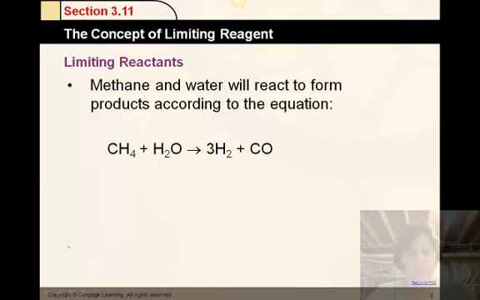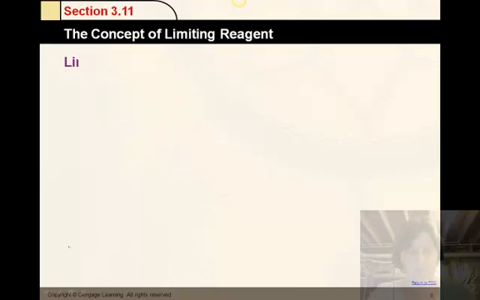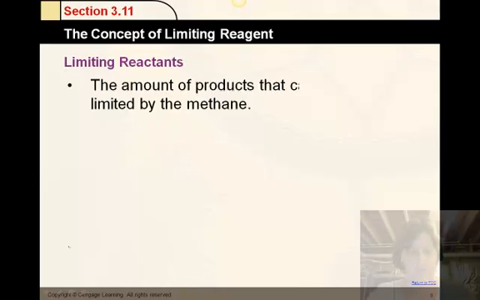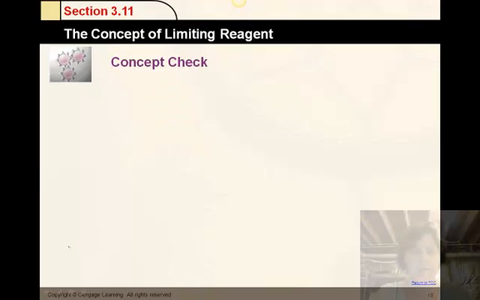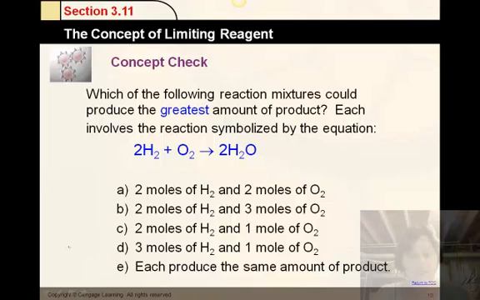Here's an example. Methane and water will react to form products according to this equation. The amount of products that can form is limited by methane. Methane is the limiting reactant and water is in excess. So here's a good example.